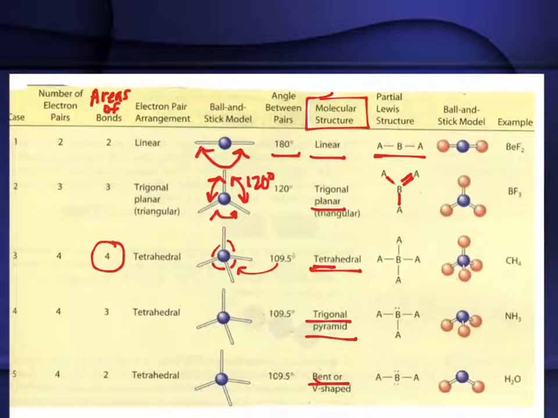What if I have 4 areas of bonds, but I don't have 4 atoms to put in all 4 of those areas? This time I only have 3 atoms bonded. But what do I have now? I have an area for 4, but this time I don't have 4 atoms. I have 3, and what do I have on the central atom? Electrons, and we call those a lone pair. Plus we have 1 set of lone pair electrons.